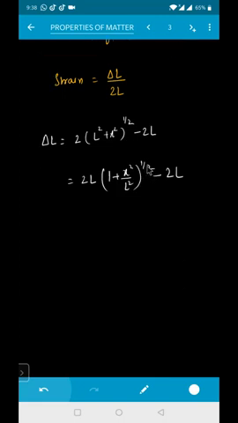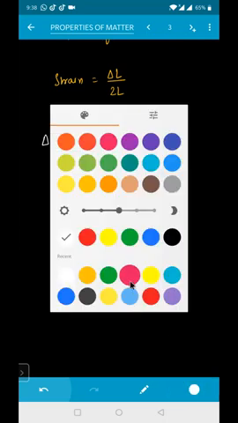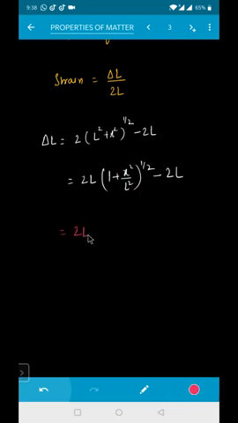If the X value is very, very small, the power value is very small, I can directly multiply that power inside. So this will become 2 into L into 1 plus X square divided by 2 into L square, minus 2L. So this delta L will become how much? 2L, 2L will get cancelled, L and L also will get cancelled. So what comes out is X square by L. Got it? Yes, sir.